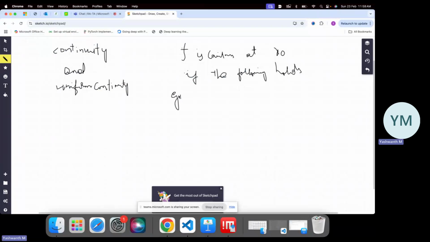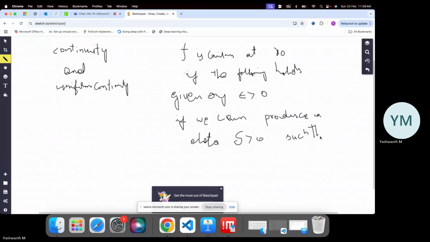So given any epsilon positive, if we can produce a delta positive such that whenever x enters in a delta neighborhood of x naught, as this thing happens, this condition should hold.